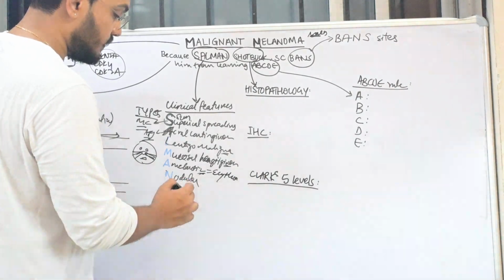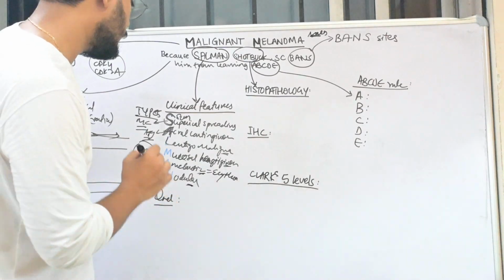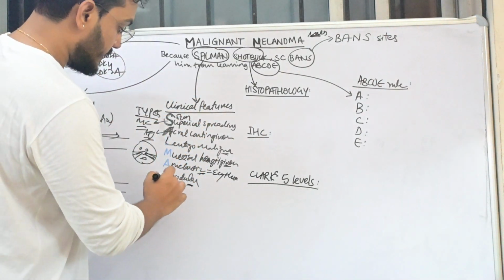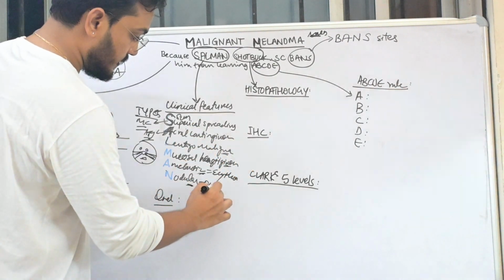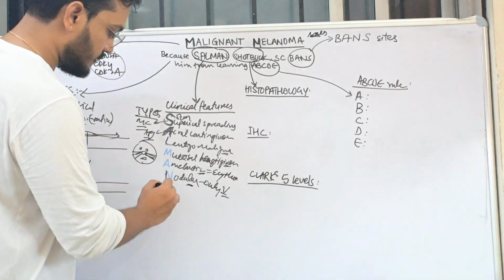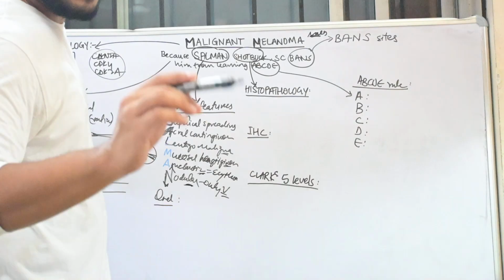And nodular. There is an important fact about the nodular type of malignant melanoma, which is that it has only a vertical phase. That is only the vertical phase. That is how you remember N. You can remember N like this. Okay, the nodular is the one which has only a vertical phase.